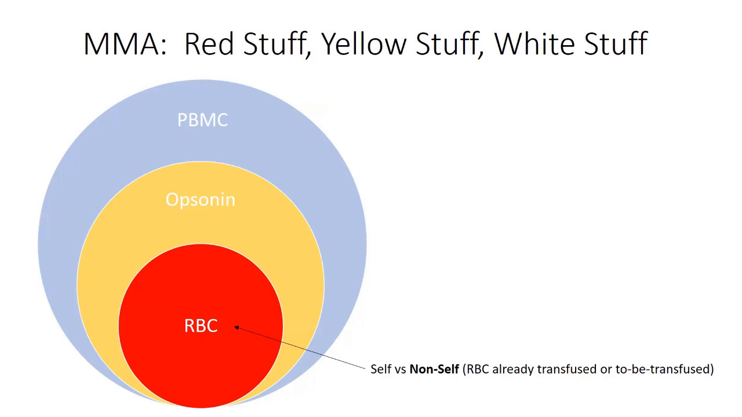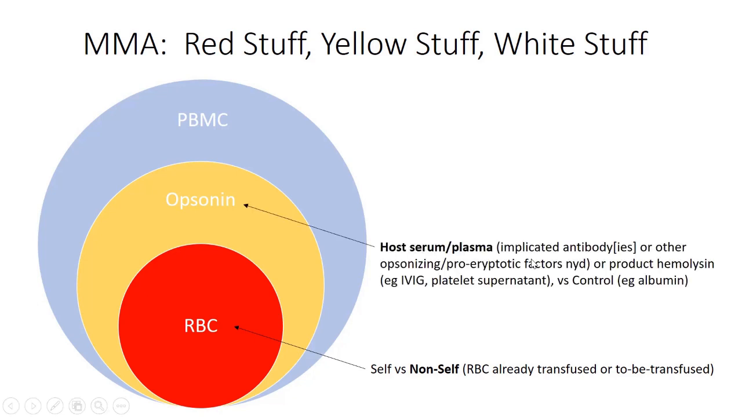You can permute your experiments in different ways. You can use as your red cell substrate self or non-self red cells. The non-selfers could be already transfused blood if you're trying to figure out if this was incompatible in retrospect, or a candidate unit whose compatibility you really want some assurance on. The opsonin is typically your patient's serum or plasma, but you can sub in an albumin control as another element in this experiment.